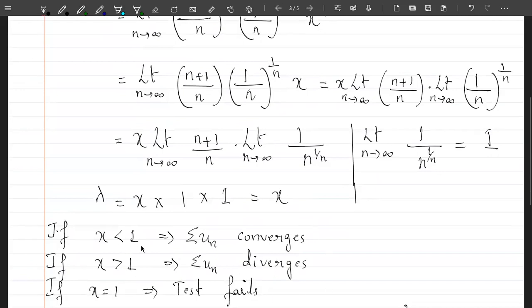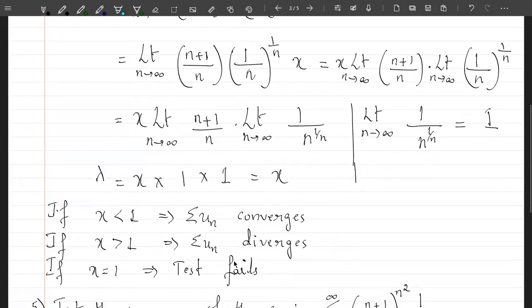Now if the value of x is less than 1, summation un converges. If x is greater than 1, summation un diverges. And if x is equal to 1, the test fails. Here what you have to remember is this standard limit value. This is important here.